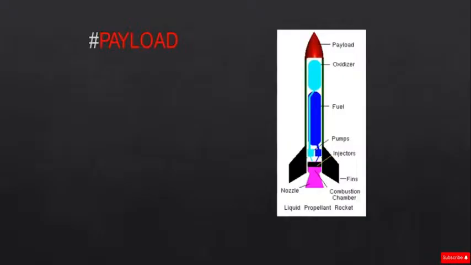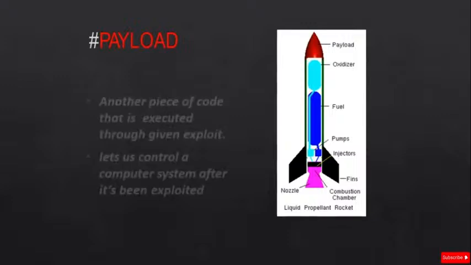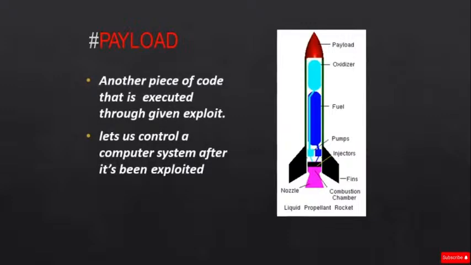Now, the victim grants the application the permissions required for it to be installed. Once the application with the embedded payload is installed by the victim, the device gets hacked. The hacker has permission to access the victim's device, and the embedded payload sends information to the hacker, as it is connected to the hacker's PC as well. For example, you can click photos using the camera, access the microphone, and many more things. So, in simple terms, a payload is another piece of code that is executed through a given exploit, and it lets us control a computer system after it has been exploited.